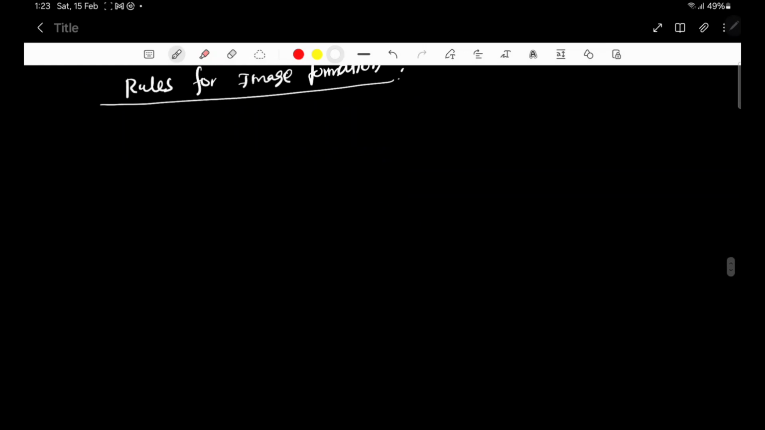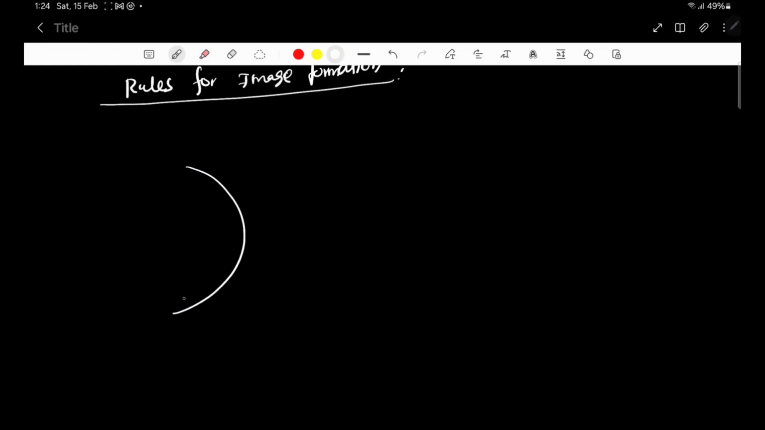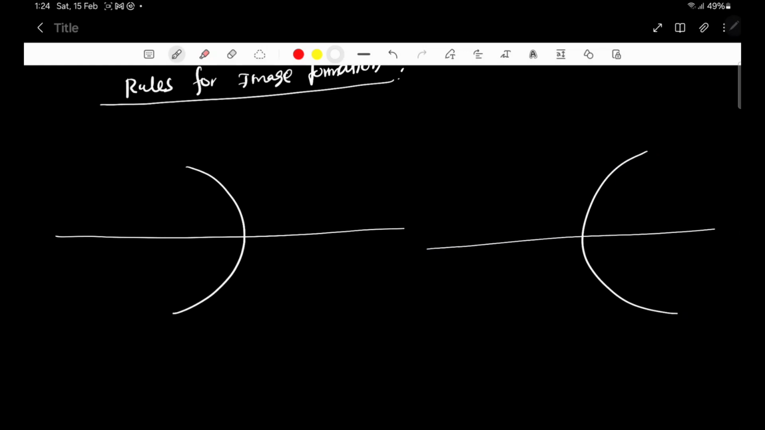I will simultaneously tell you the rules for concave as well as for convex mirrors. It's a concave mirror. Okay, it's a convex mirror. I will tell you all the rules simultaneously for both of these mirrors. It's a center of curvature, it's a focal point, it's a pole. It's a pole, it's a focal point, it's a center of curvature.